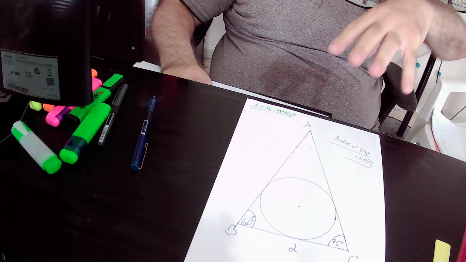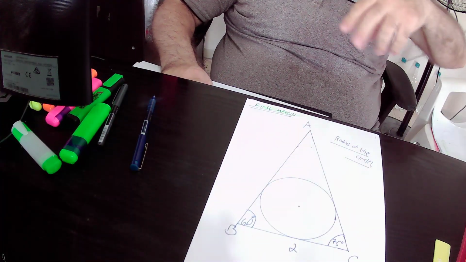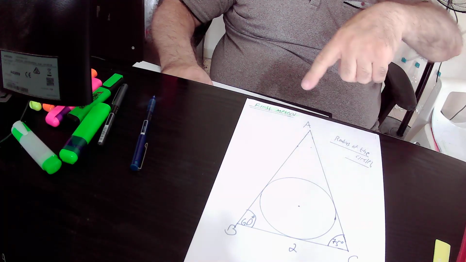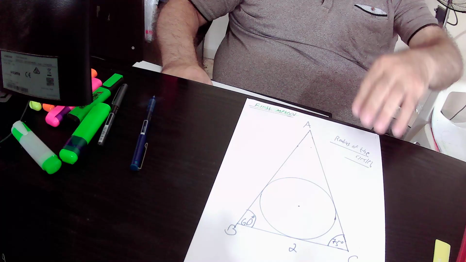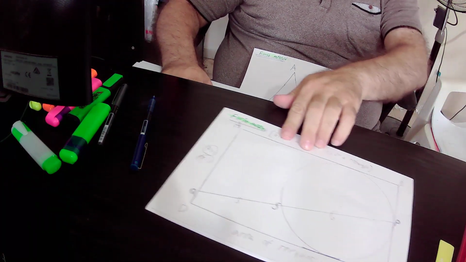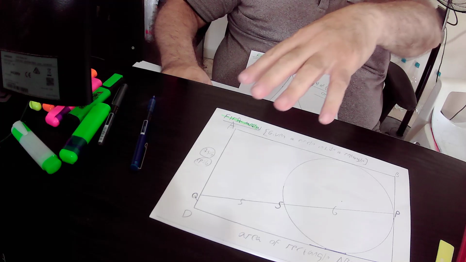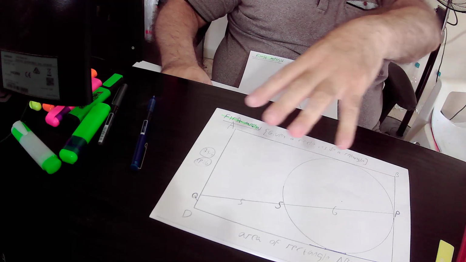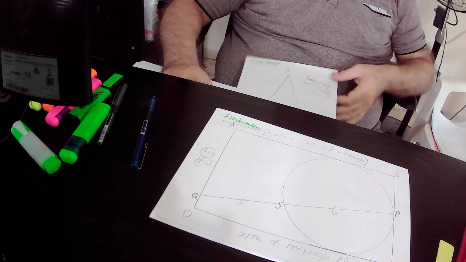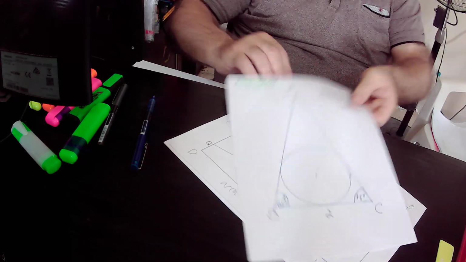Hello, in this lecture we'll answer two questions. In the first question, we'll find out the radius of this circle that is inscribed by triangle ABC. And in the second question, we'll find out the area of rectangle ABCD that blocks this circle. So we'll start with the first question.